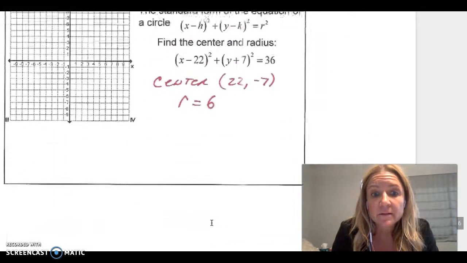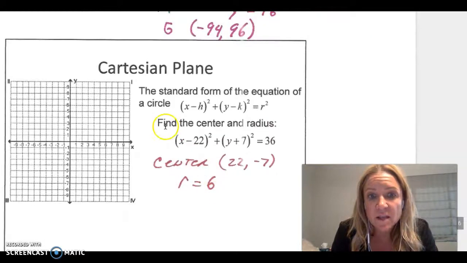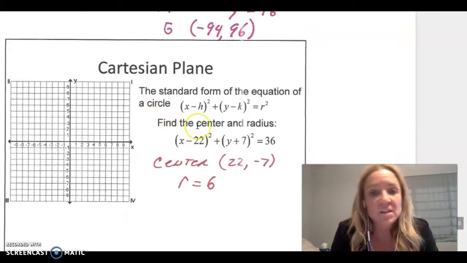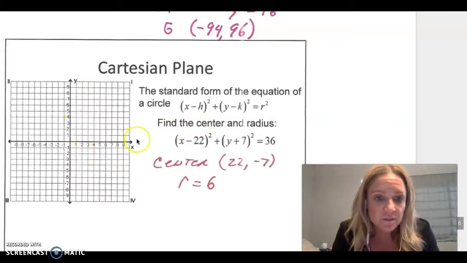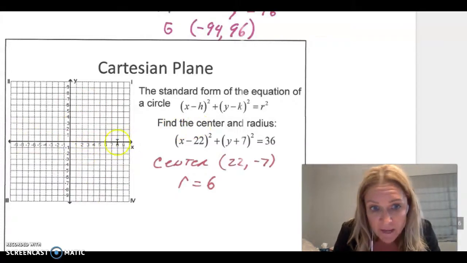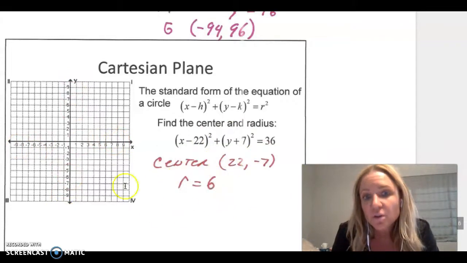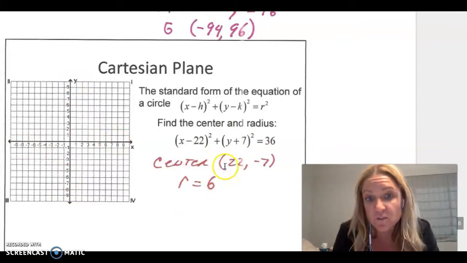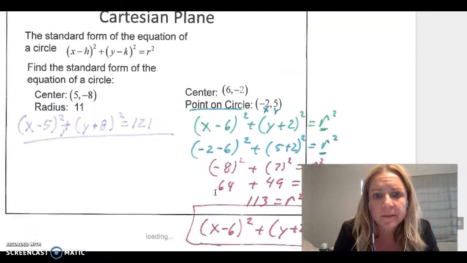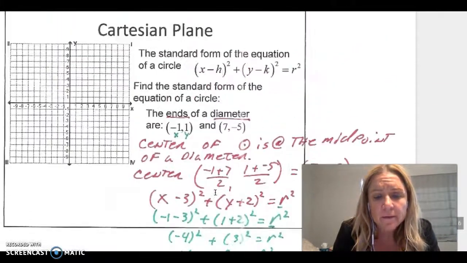All right. Okay, so here's another one that's not going to fit on your graph. See how these graphs go from -10 to +10? So this one's not going to fit on there. You couldn't necessarily draw this one easily. So center is at 22, -7. 22 is going to be way over off that grid. So we're just going to say that the center is at 22, -7. Take the square root of 36, get 6. And okay, we're almost done.